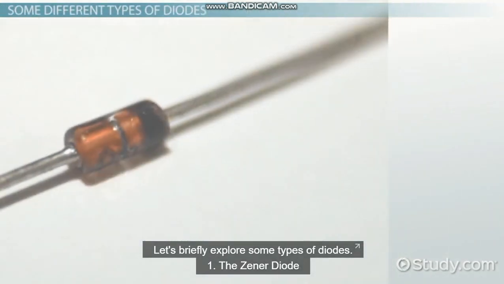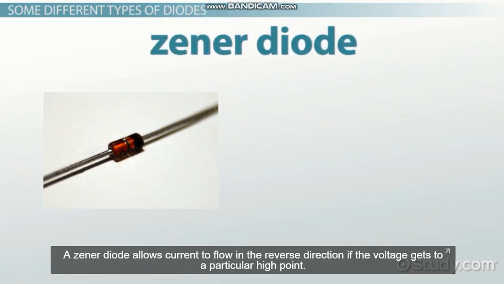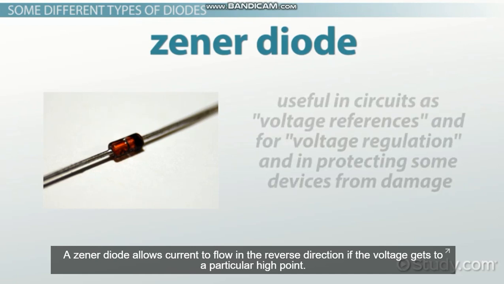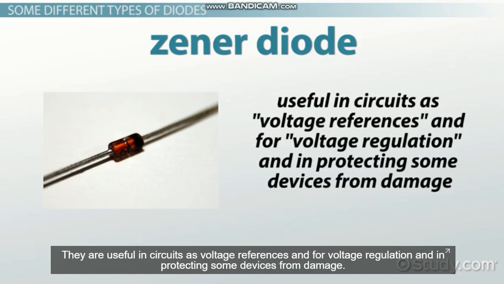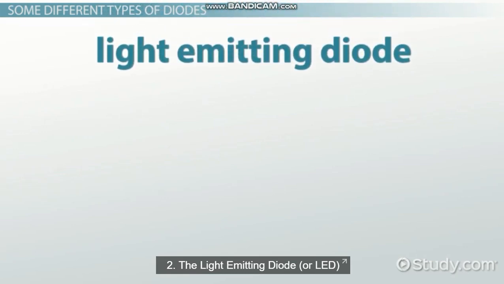Let's briefly explore some types of diodes. 1. The Zener diode. A Zener diode allows current to flow in the reverse direction if the voltage gets to a particularly high point. They are useful in circuits as voltage references and for voltage regulation, and in protecting some devices from damage.